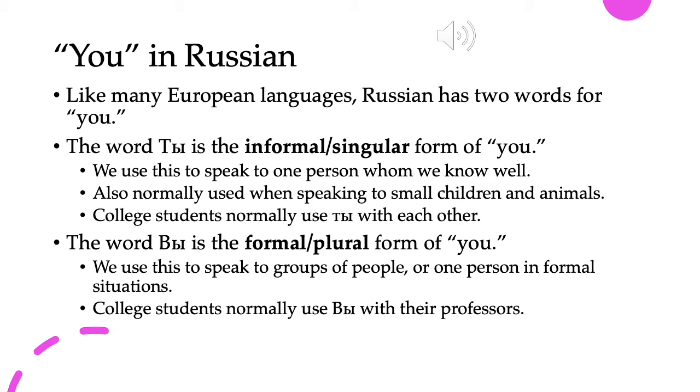So we use ты to talk to one person whom we know well. We also use it when speaking to a small child or to an animal, even if we don't know them well. And college students are normally going to use ты with each other. The word вы is the plural form of you, but we also use it when speaking to one person in a formal setting. So, for example, college students will normally use ты when talking to each other, but they will use вы with their professors.